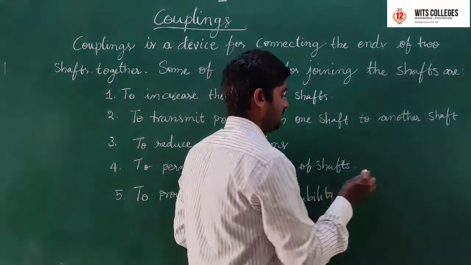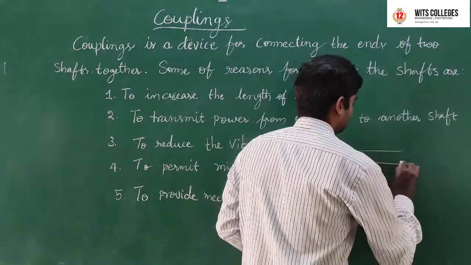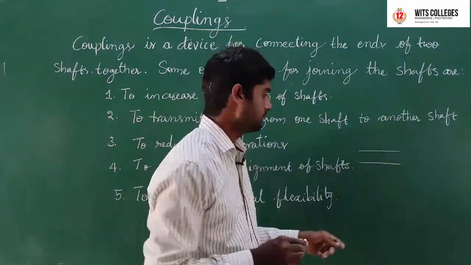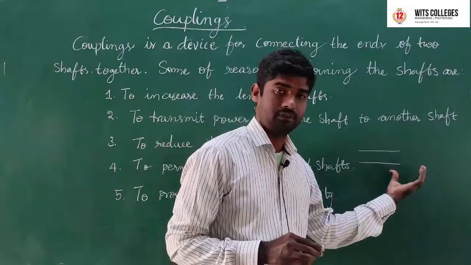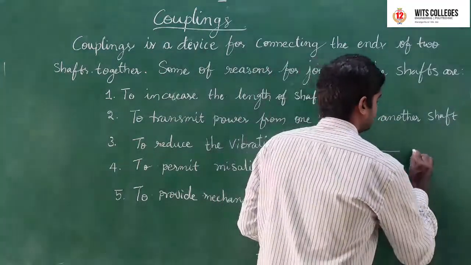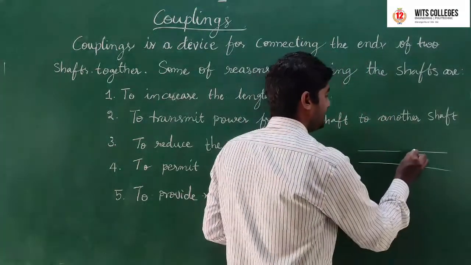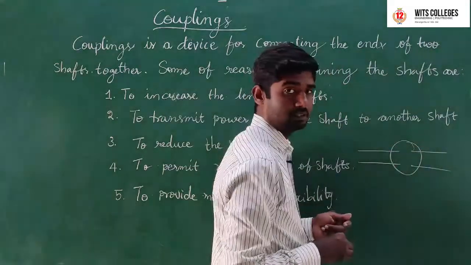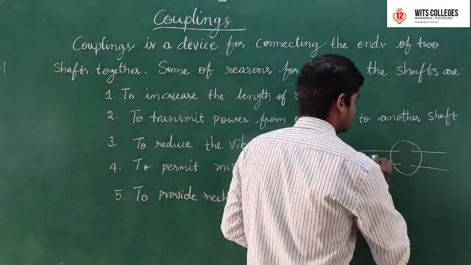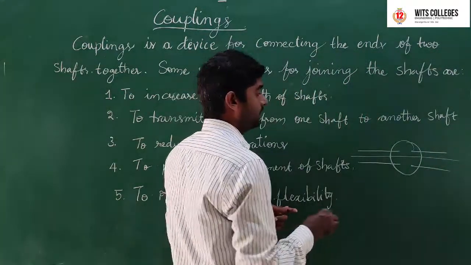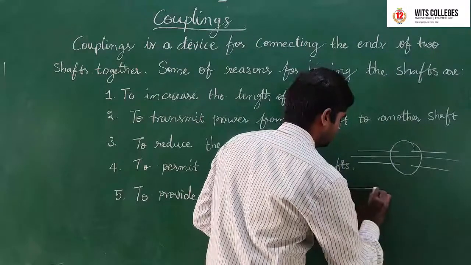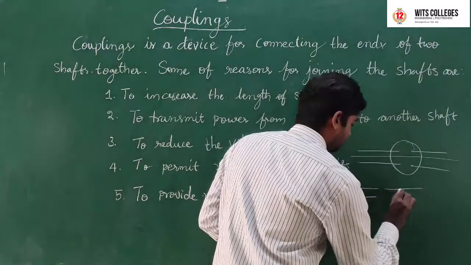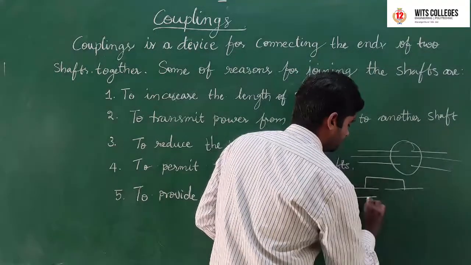Like see here, I want to draw one shaft. I want to transmit power from one shaft to another shaft. That's why we are using a coupling. The mediator, the joining element, is the coupling. These are two shafts, and between these two shafts we use a coupling like this.